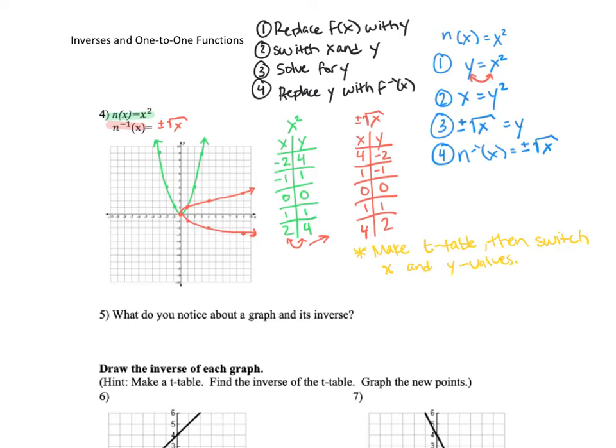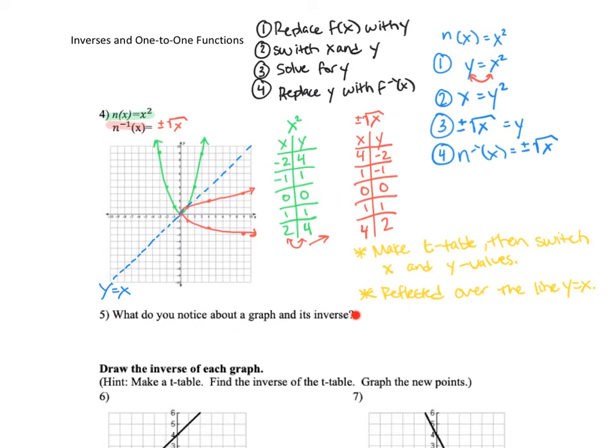And again, just like the points that we have, both of these functions are reflected over the line y is equal to x. So if we were to graph that line, it would look something like this. So we can see that if we took the green graph and we reflected it over the blue line, it's going to give us the red graph.